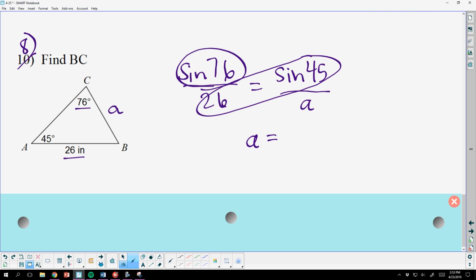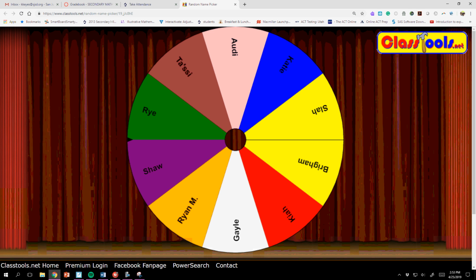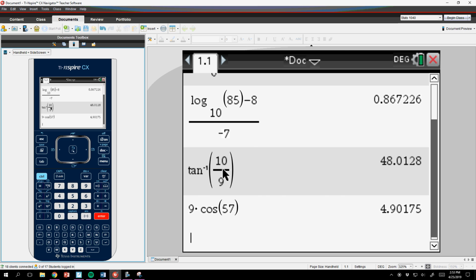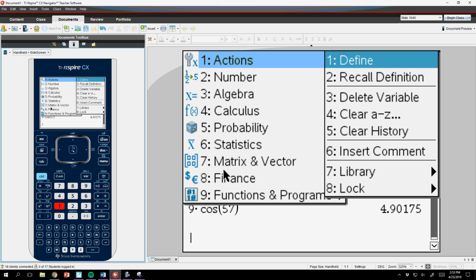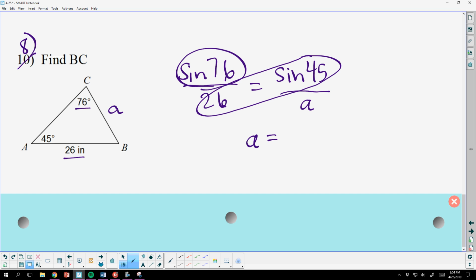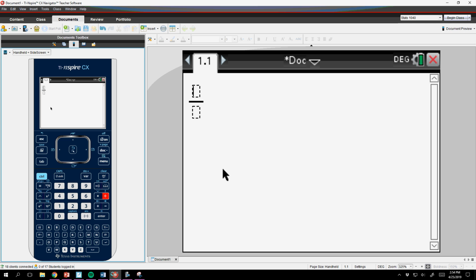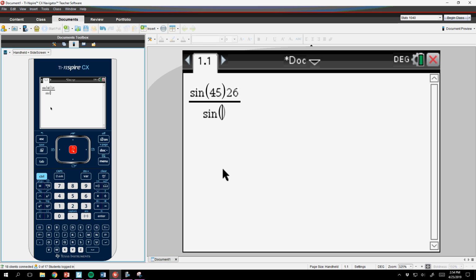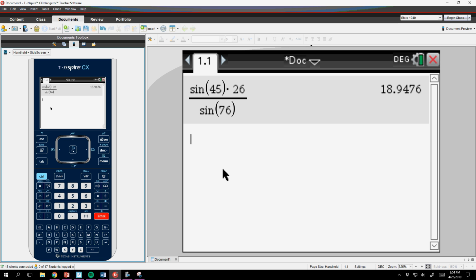How do you get to the sine first? Trig. Divided by sine of what? What's the other one? So 18.95, is that what you guys got? Okay, perfect.